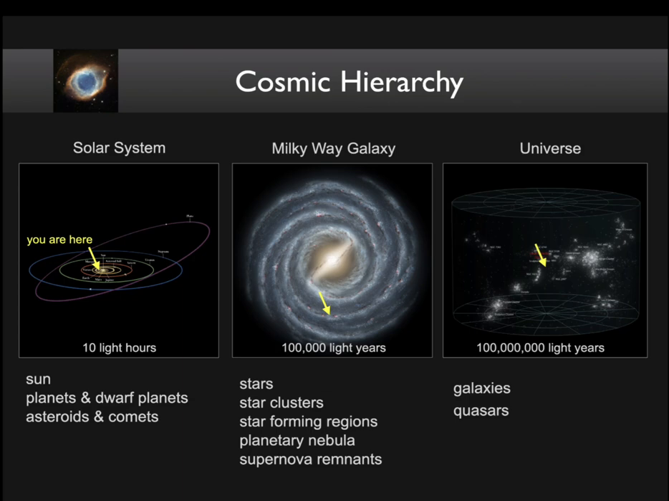These three different ways of organizing the universe have different spatial scales. So we can measure distances in light travel times. For example, the distance across our solar system is about 10 light hours. So it takes light about 10 hours to go from one side to the other across the orbit of Pluto. The Milky Way galaxy is much, much, much larger. It has a diameter of about 100,000 light years. And when we start looking at our local region of the universe, that has scales of 100 million light years, so about 1,000 times the size of our Milky Way galaxy.